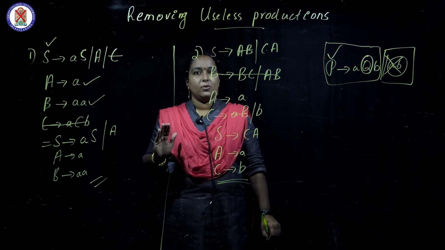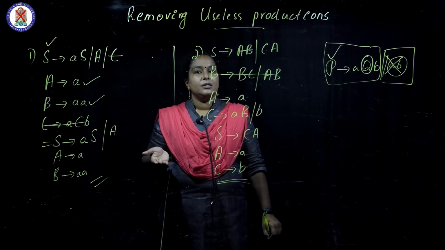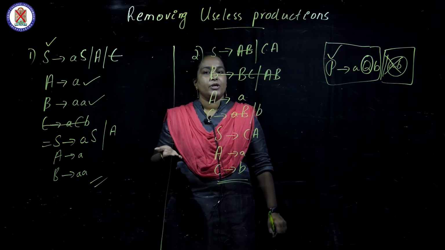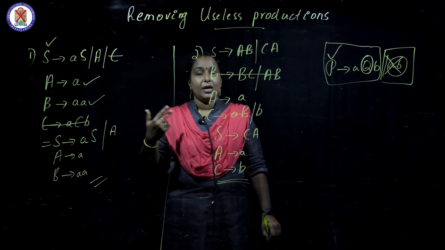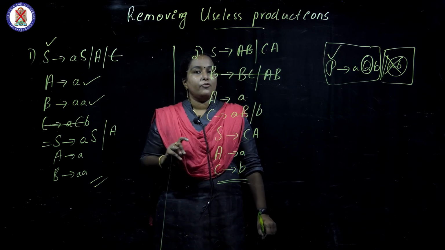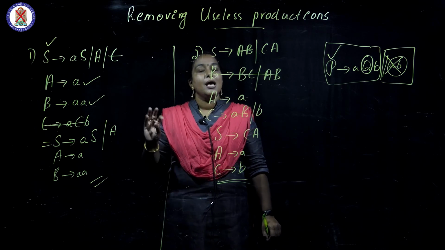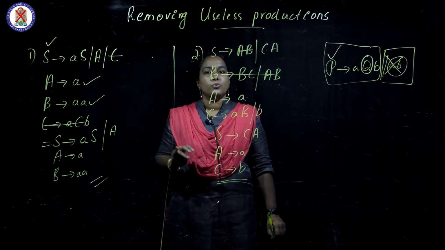Okay. So in the next video, we are moving to the next step of the simplification. We have seen two steps: removing of null production and removing of useless production. Next is the removing of unit production.